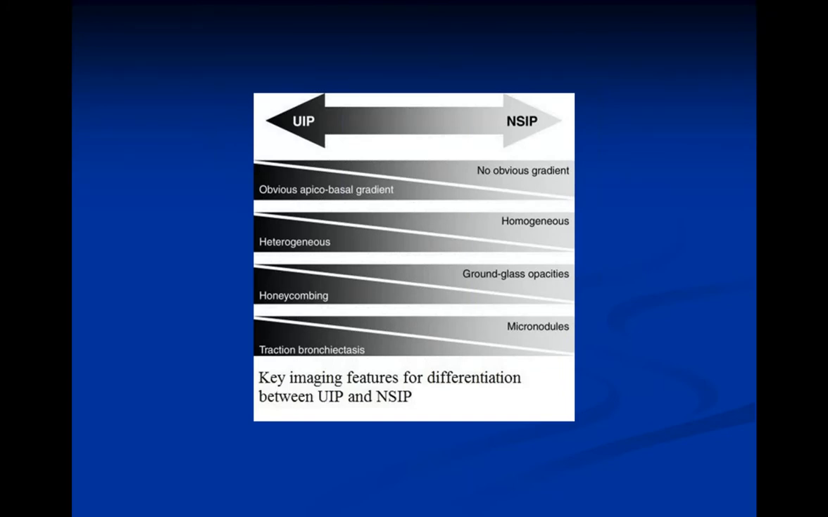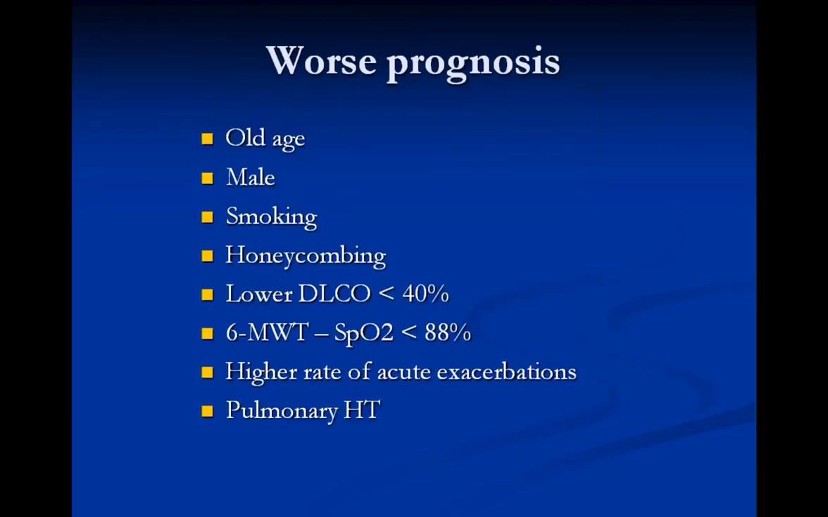In the usual interstitial pneumonia pattern, there is an apicobasal gradient: the interstitial lung changes are predominantly at the lung bases. This gradient will not be there in the NSIP pattern. Distribution is heterogeneous in the UIP pattern and generally homogeneous in the NSIP pattern. Honeycombing is seen in UIP, while ground glass opacities are seen in NSIP. There will be traction bronchiectasis because of extensive fibrosis in UIP, and there may be nodular structures, especially micronodules, in NSIP. These are the key imaging features to differentiate the UIP pattern from the NSIP pattern.